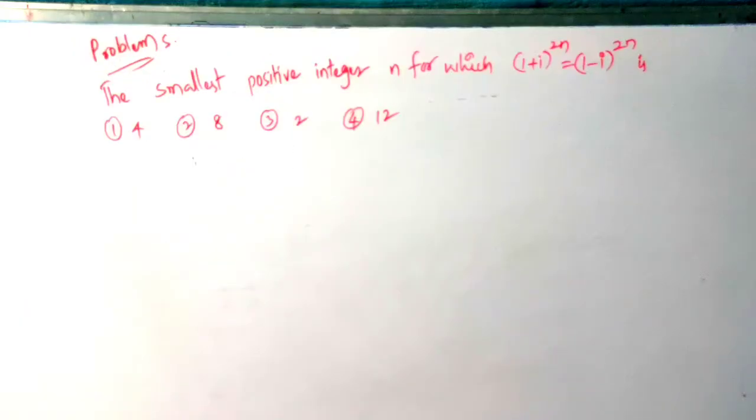Next problem: the smallest positive integer n for which (1 + i)^(2n) equals (1 − i)^(2n) is.